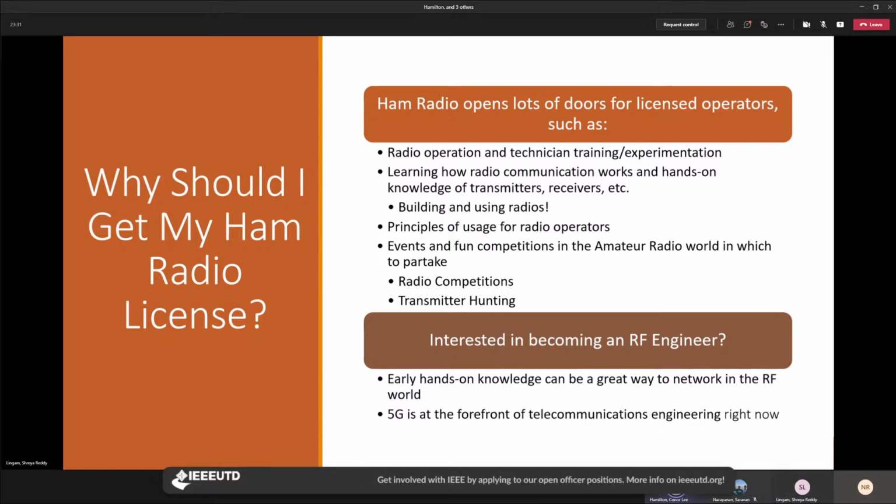Some of you also might be interested in becoming an RF engineer. Early hands-on knowledge of principles of ham radio, getting your feet wet, just seeing what it's like day to day and working with the theory of what you learn in class can help you understand, okay, maybe this is something I'm interested in. This is maybe a field I want to go into.